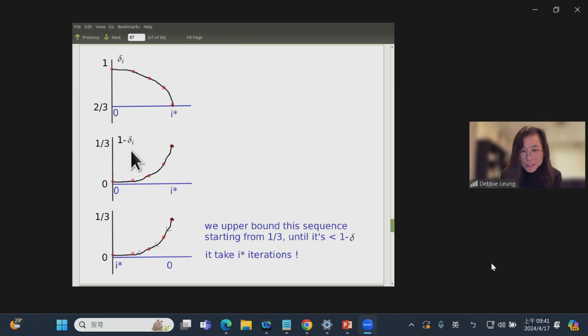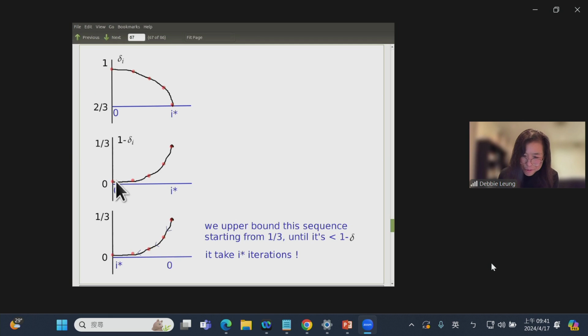Then we look at 1 minus delta I. This is something that is close to 0, the fraction of signal that you have, and it goes up, and then you want to see when it arrives at about 1/3. Again, it is not so easy to analyze. What happens to be easy to analyze is to start from this point, call it 1/3, and then reverse the recurrence.